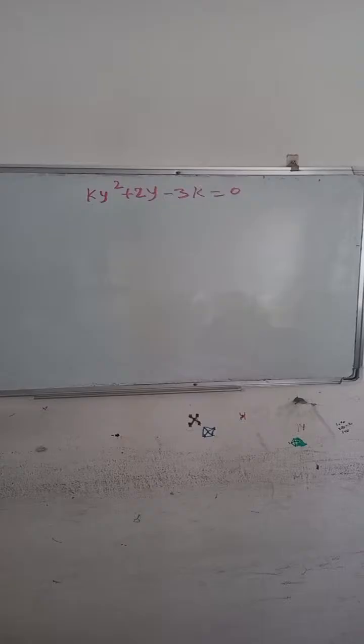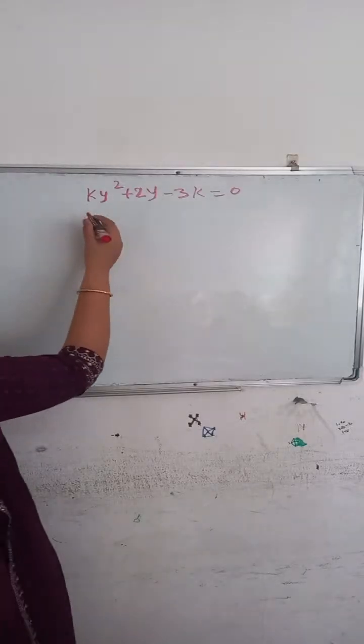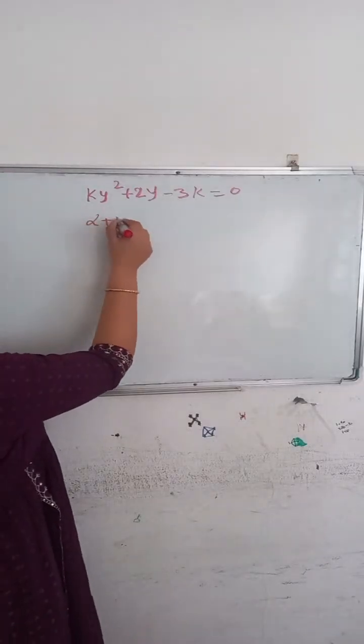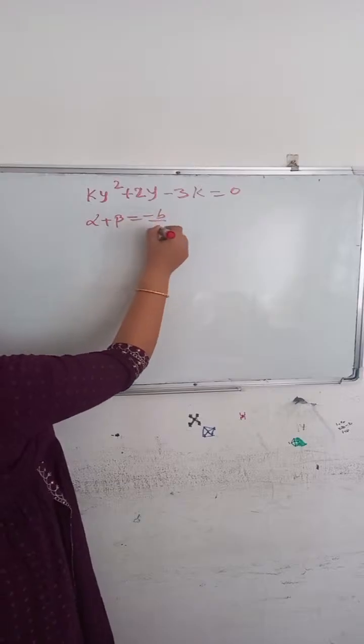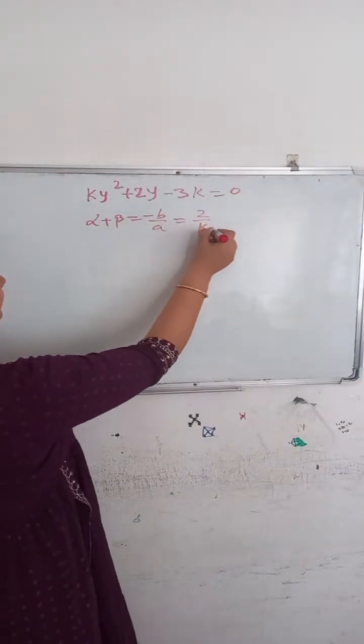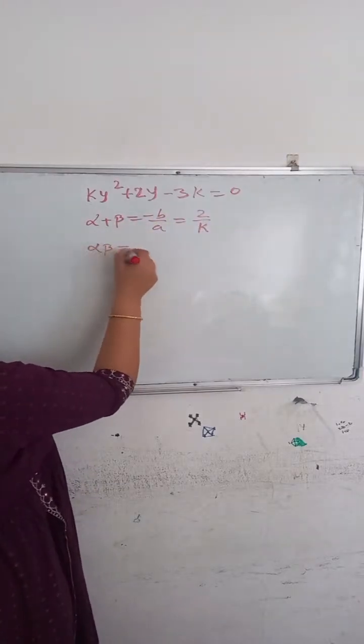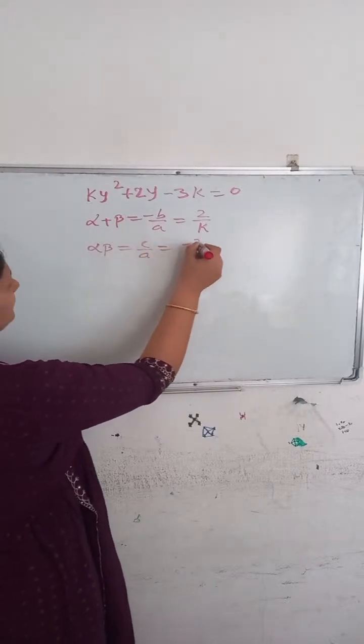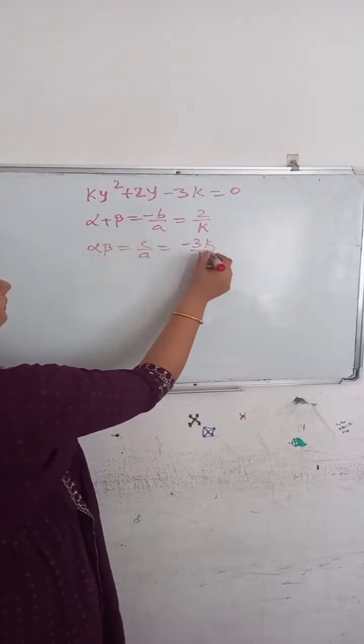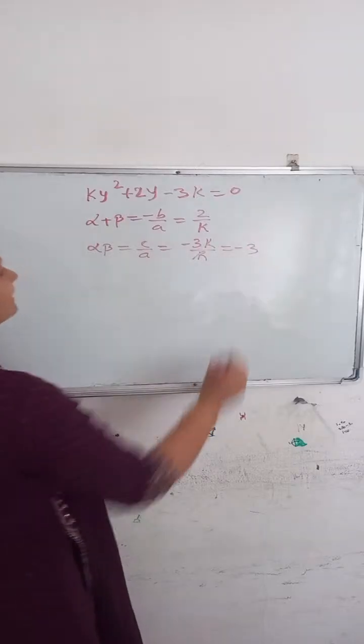Okay. So here the sum of the zeros of the quadratic polynomial is equal to twice their product. Find the value for k. Okay. So here from this equation alpha plus beta is minus b by a, that is minus 2 by k. And alpha into beta is c by a, that is minus 3k by k. So k gets cancelled and I will get the answer minus 3.